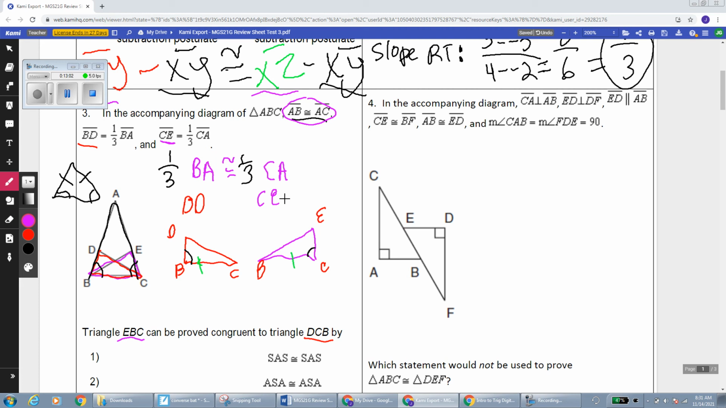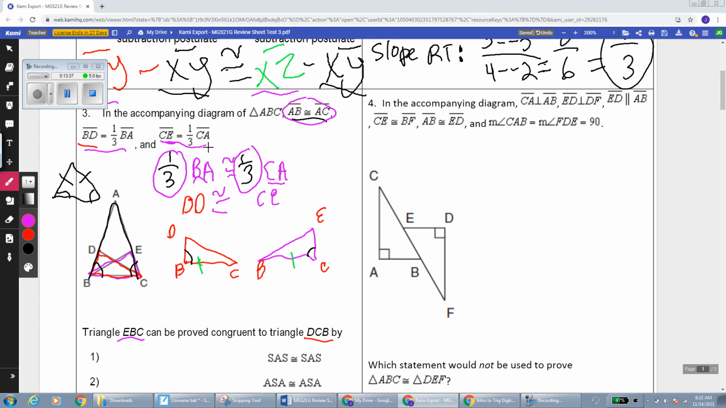With the multiplication postulate, notice how we are starting with two congruent segments. They tell us in our givens that BA and CA are congruent to each other, and we're multiplying each segment by something congruent. 1/3 is the same as 1/3. They're the same number. So BD, which is 1/3 of BA, should be congruent to CE, which is 1/3 of CA.